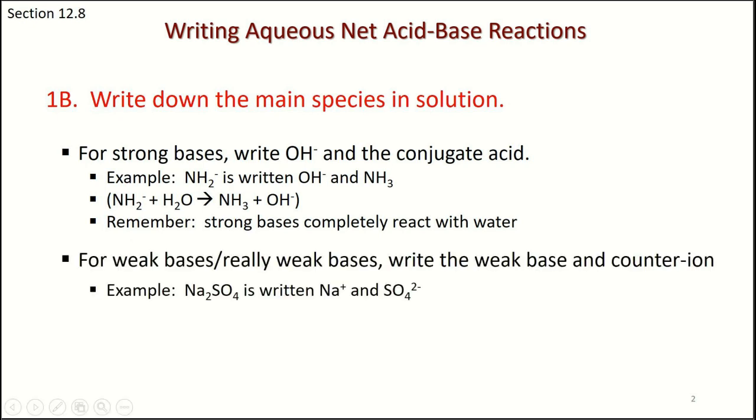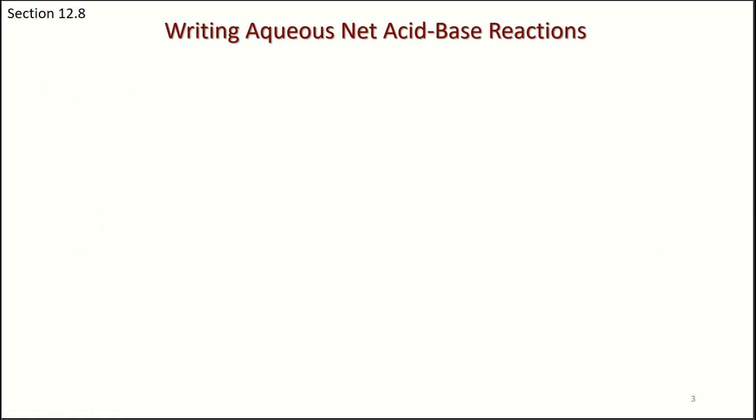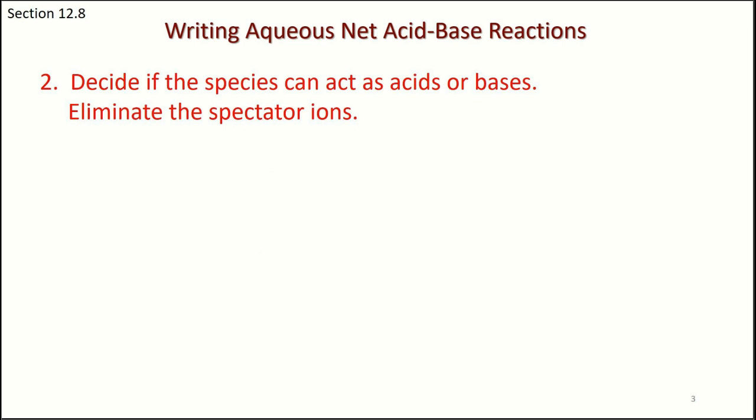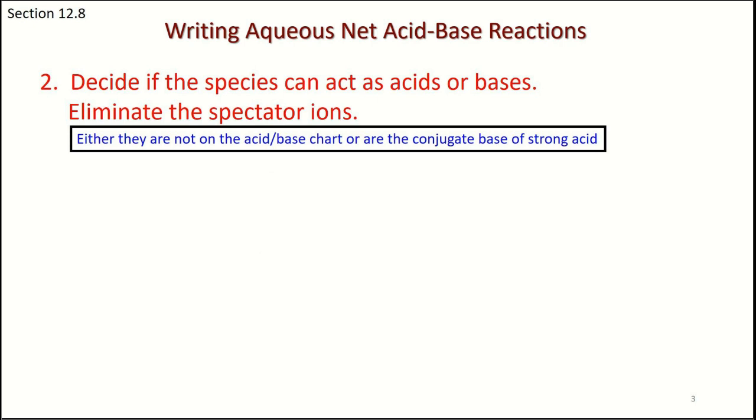For weak bases, or really weak bases, we will write the weak base and any counter ion. So for example, if we have sodium sulfate, we know that sulfate can act as a base, but we will write this as the individual ions, sodium ion and sulfate ion. Next, we have to decide with the species present if they can act as acids or bases, and we can simplify this by eliminating spectator ions. Either they will not be present on the acid-base chart, or it will be the conjugate base of a strong acid.